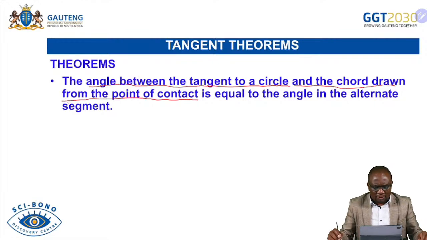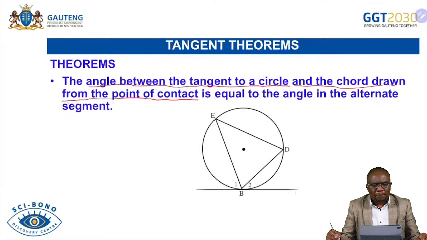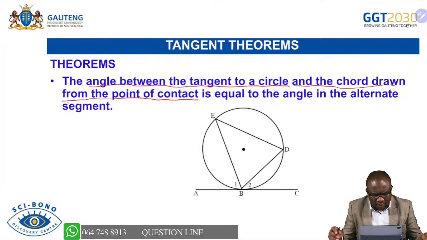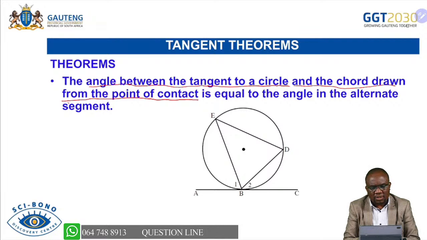Right, welcome back, grade 12. Did you manage to draw the diagram? It says the angle between the tangent to a circle and the chord drawn from the point of contact. Which angle are we looking at here? What do you think? According to my diagram, I know that you may have a different diagram there, it's fine. But when you compare your diagram and my diagram, they must be similar.